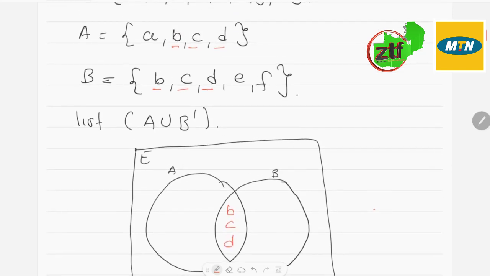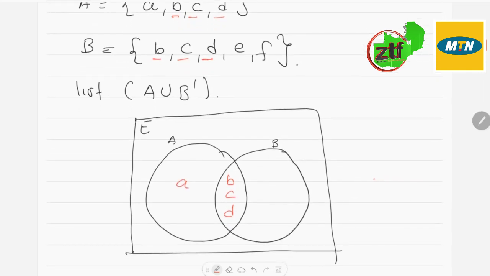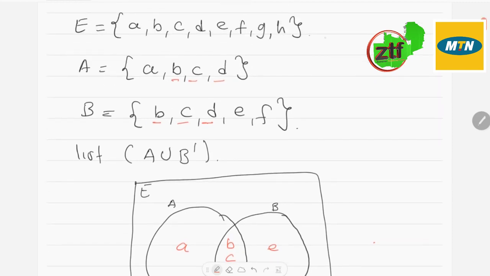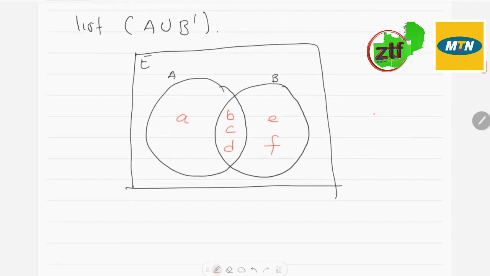Then in set A, we are remaining with A, and in set B, we have E, F. Then when you look at the universal set, we have G and H as elements in the universal set. So we have G and we have H.